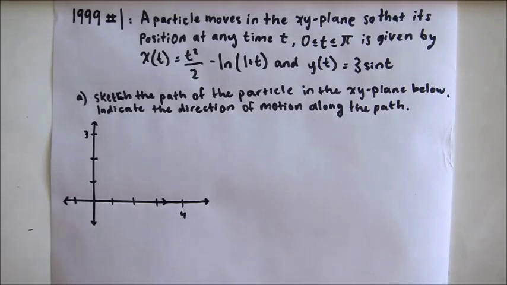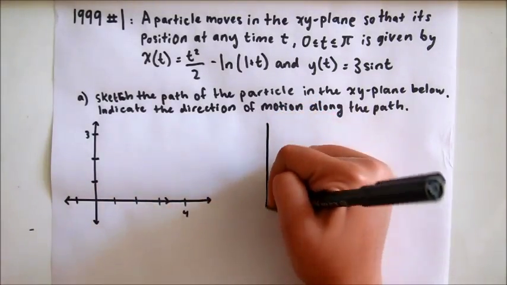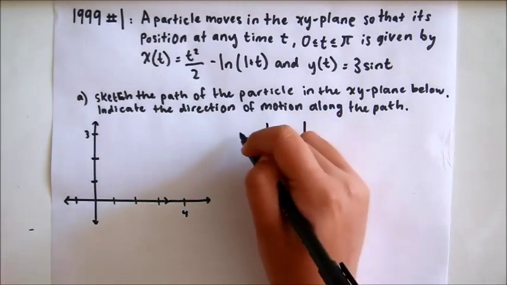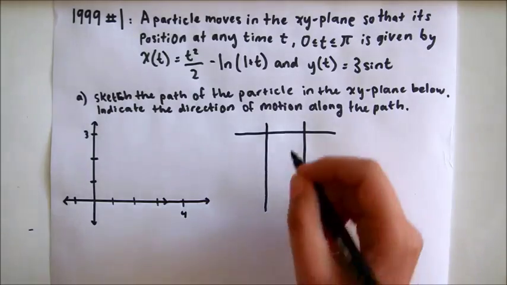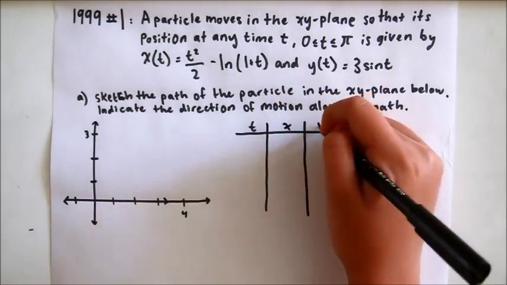If we look at part A of this problem, it says sketch the path of the particle in the xy plane below and indicate the direction of motion along the path. To do this, we're going to plug in different t values and find the corresponding x and y values and then plot them on this graph. The easiest way that I find is to make a chart. So I'm going to make a chart of t, x, and y values.